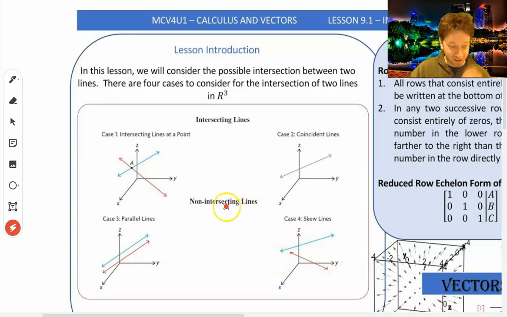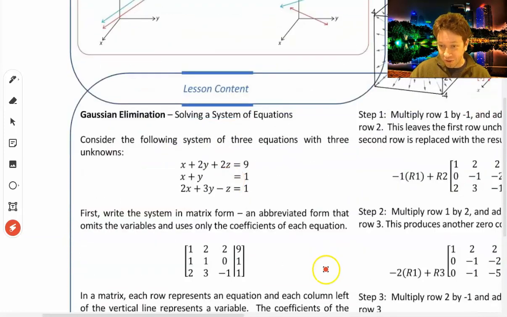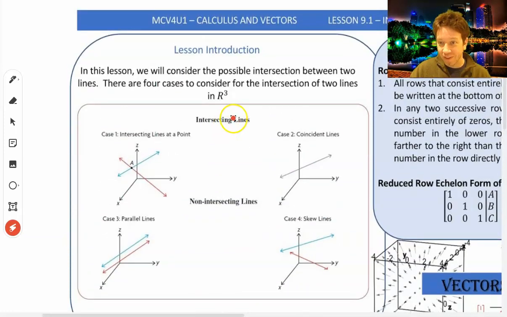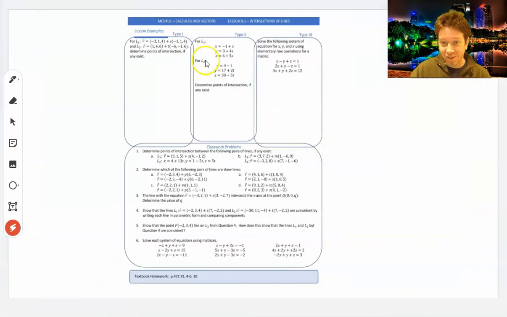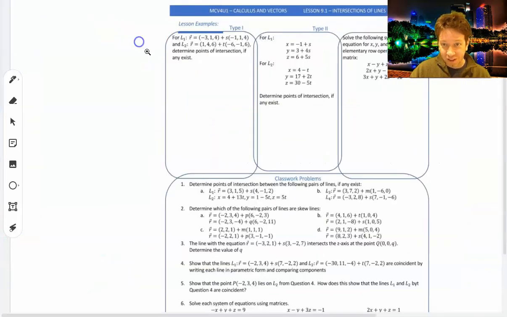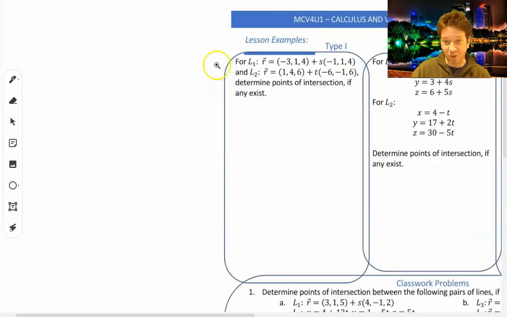All right, so let's look at the cases and what this looks like. So we'll go down and look at this later. Let's look at the first problem. Here we have an example of 2 lines. Line 1 is given by this vector equation, and line 2 by this vector equation. And we want to determine if they intersect, and if they do, where they intersect.